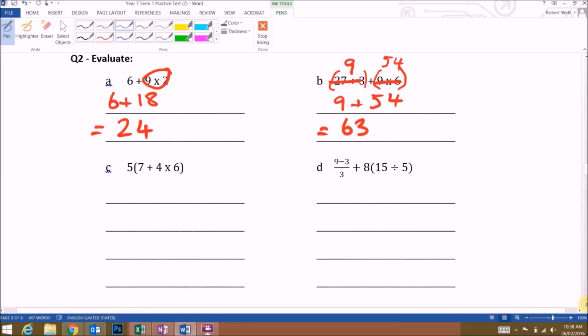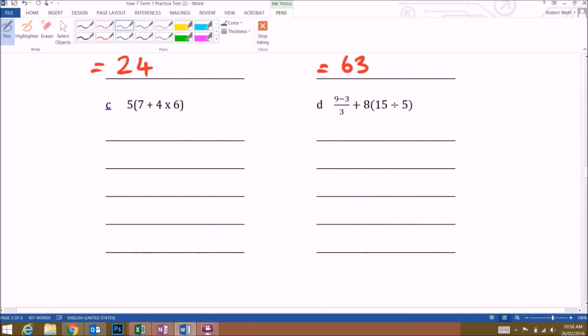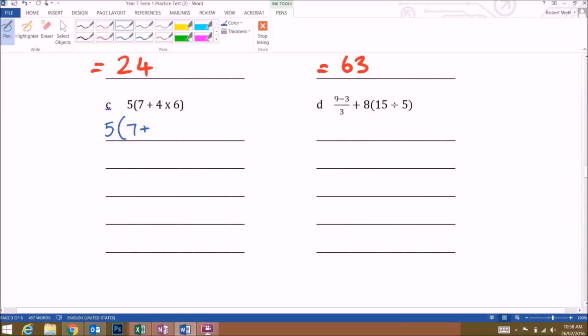Okay, moving on. So here, first thing I'll look at is the brackets. And specifically in the brackets, I'll do the multiplication. So 4 times 6 is 24.